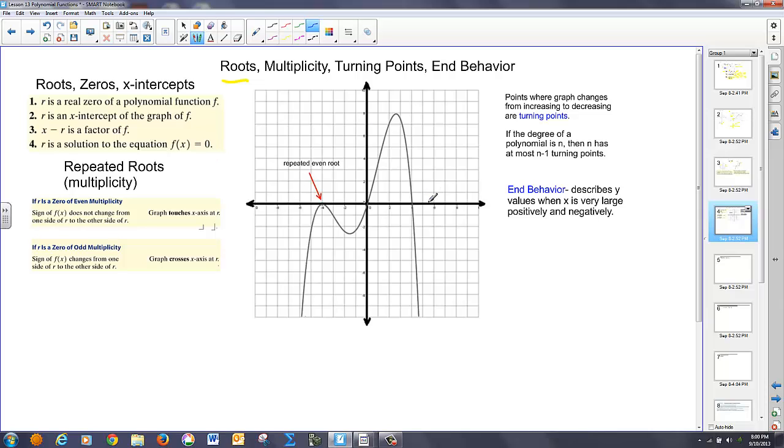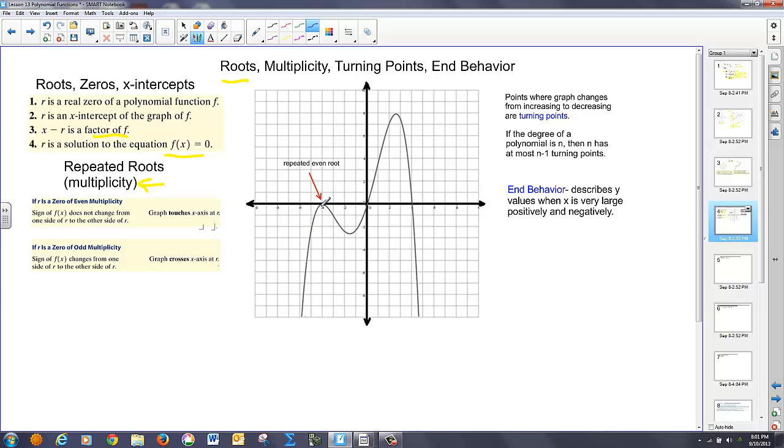If I write the equation of this, then every x-intercept is also going to be a factor of the function. So if it was factorable, it would be some kind of binomial type thing. It's also going to be a solution to the equation f of x equals zero, whatever that function is. Now if I have a repeated root, it's called a multiplicity. Any root that hits once has a multiplicity of 1.